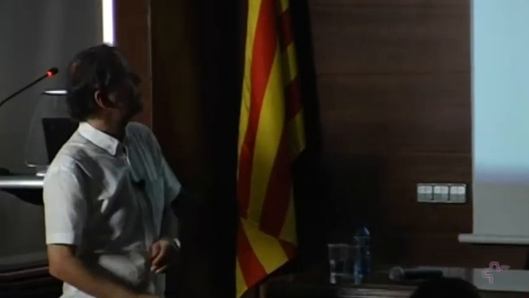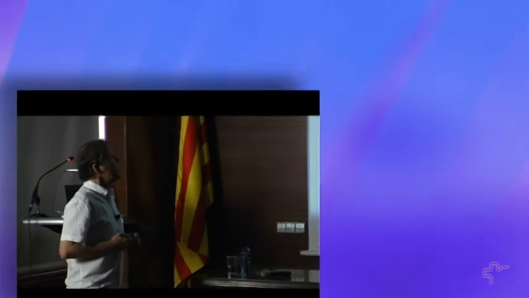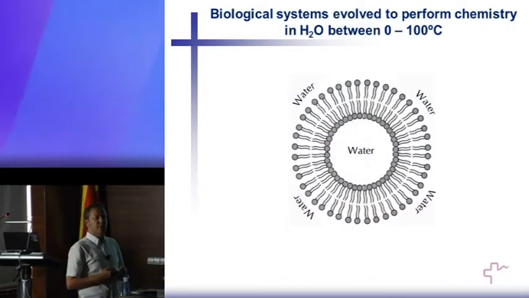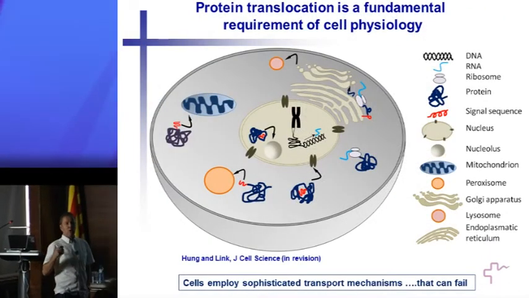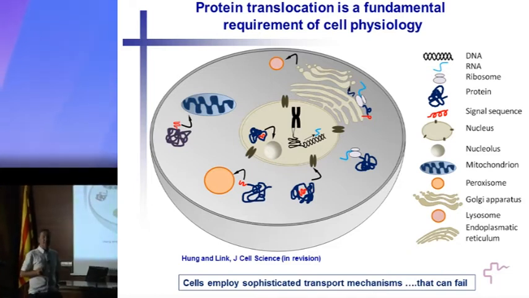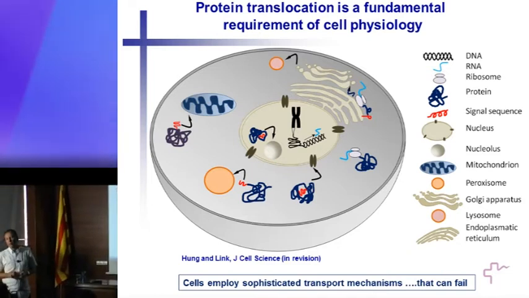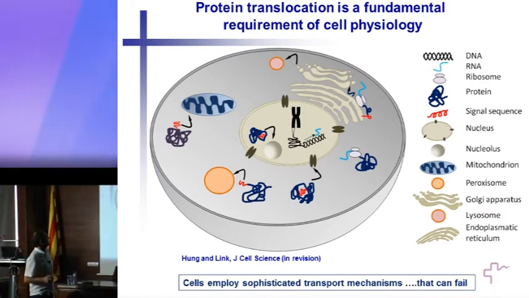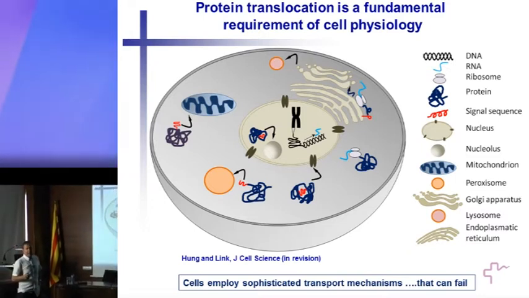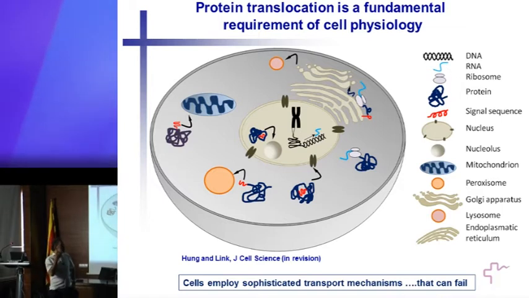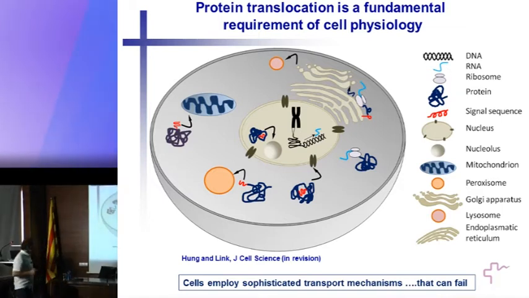So life or biological systems evolved to perform chemistry. Chemistry in water and almost exclusively between 0 and 100 degrees. So when the chemistry becomes more complex in eukaryotic cells, reaction compartments evolved, so-called organelles. So there are a lot of organelles around, different organelles with different metabolic activities and all with different proteins. But the synthesis of proteins is confined to just one single compartment.